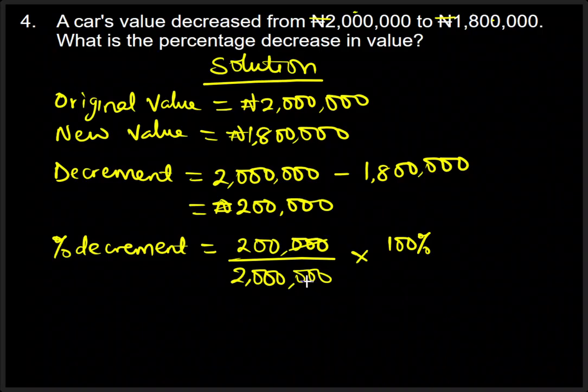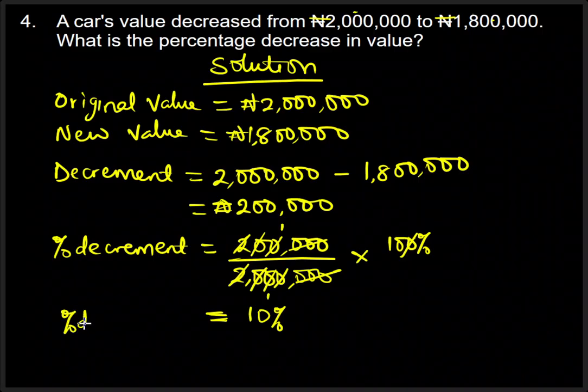All right, so let's see. We have the three zeros here, take the three zeros here, this and this takes this and this, then this takes this, and then 2 cancels 2. So we'll be left with everything here 1, everything here 1, and then our percentage decrement will be equal to 10%.